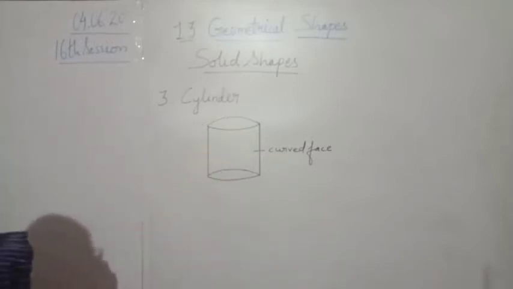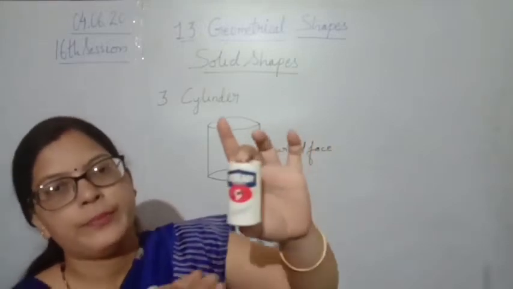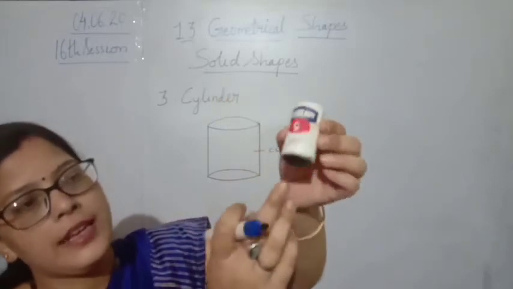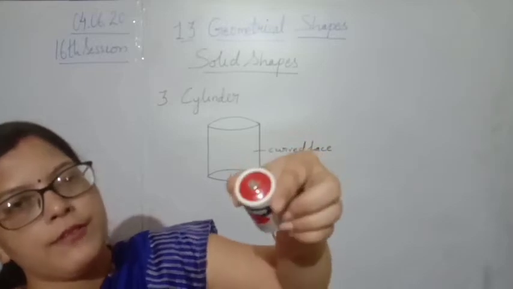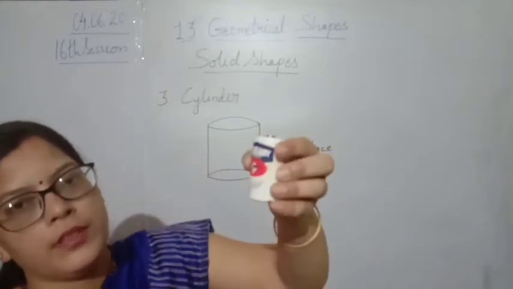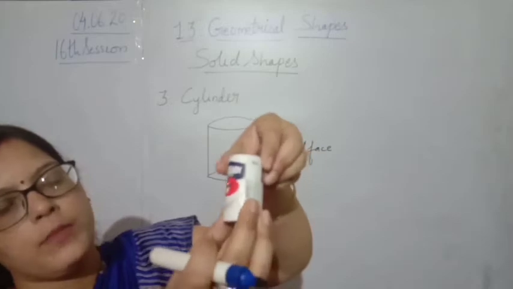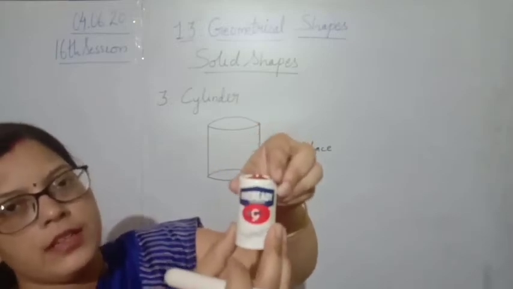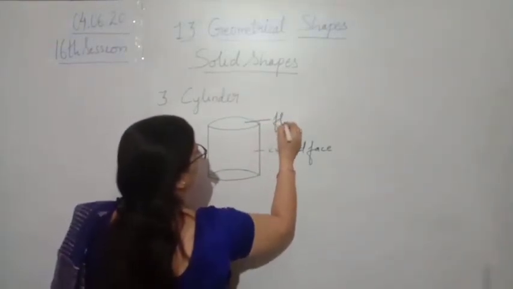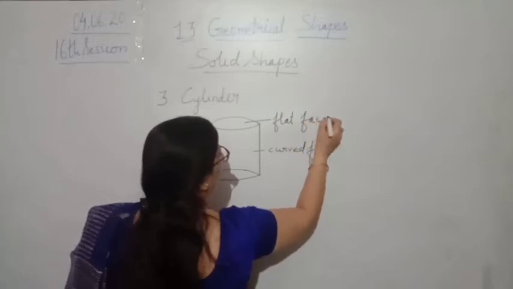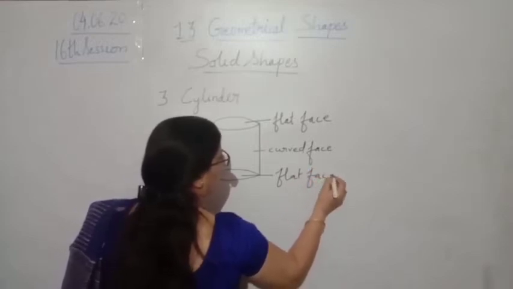Now see here, another example is this battery cell. In this object, these two faces are flat, top and bottom. Clear? And see this portion, it has a curved face. This is a flat face and this bottom has also a flat face.